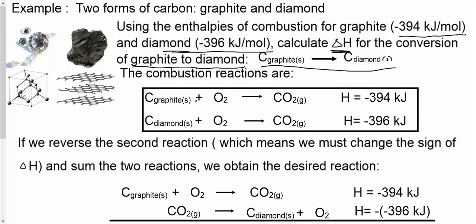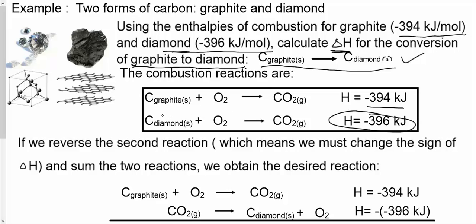The combustion reactions are graphite plus oxygen. When 1 mole of graphite is burned in oxygen, the delta H, or the heat release, is negative 394 kilojoules. When 1 mole of diamond is burned in oxygen, the delta H is negative 396 kilojoules per mole. We can use these two, manipulate them, and find the delta H for changing graphite to diamond, which is the desired reaction we're looking for.